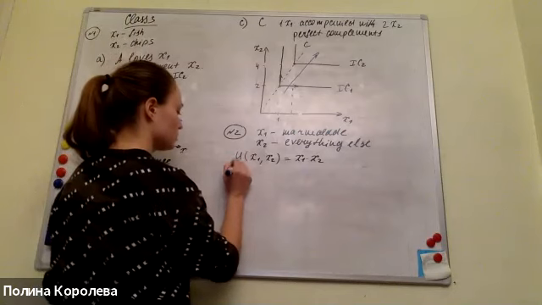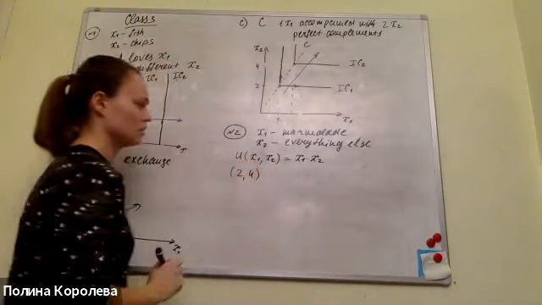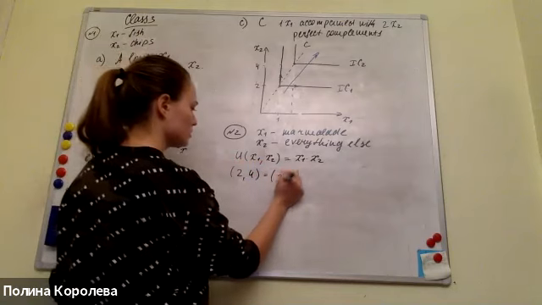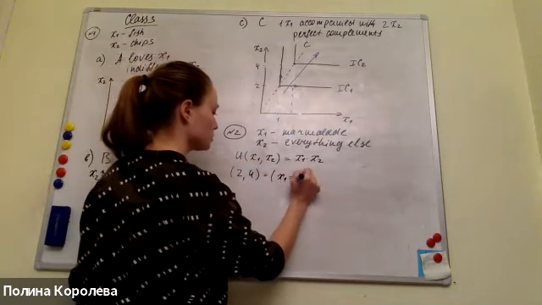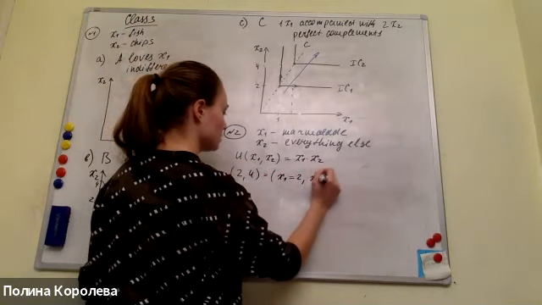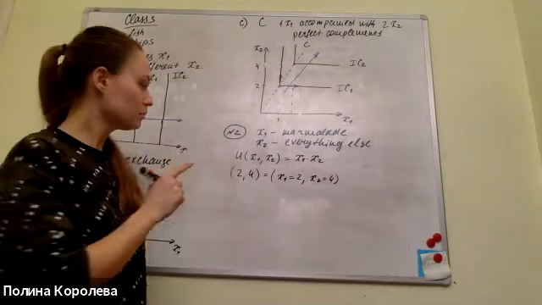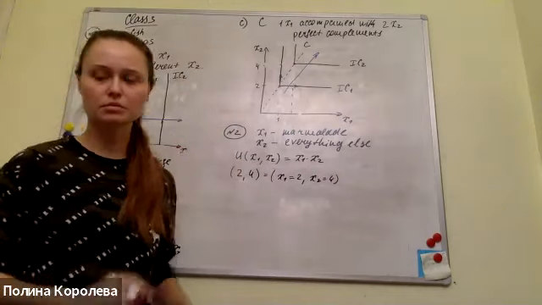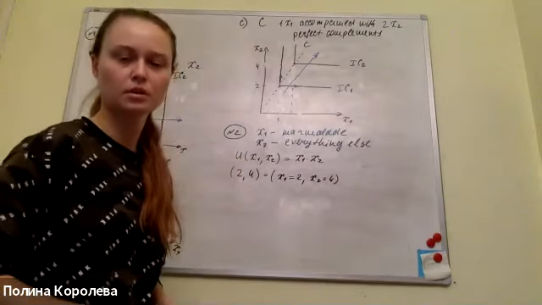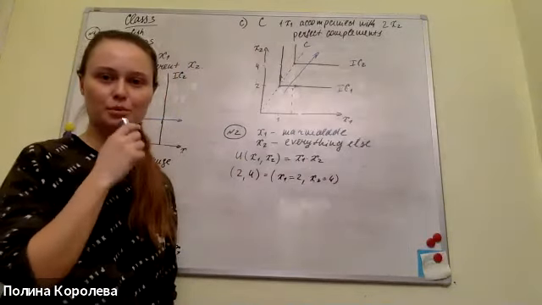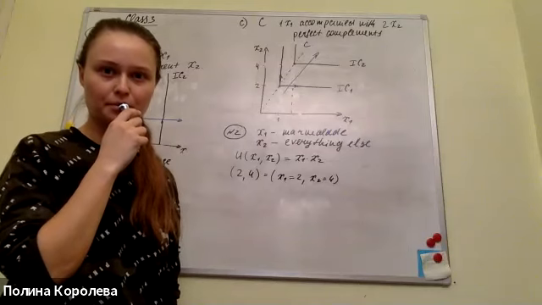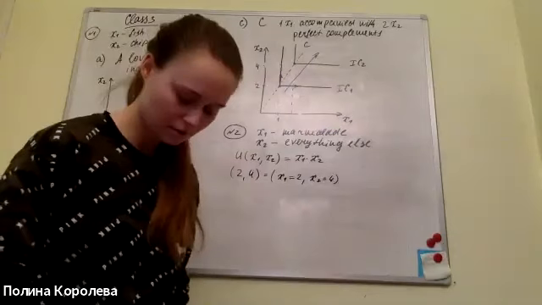So we should take the point 2, 4. It is x1, marmalade, equals 2. Everything else equals 4. Who knows what such an indifference curve will look like? Who can answer? What is the shape of the indifference curve? Like a slope. A slope, an arc. Yes, thanks.